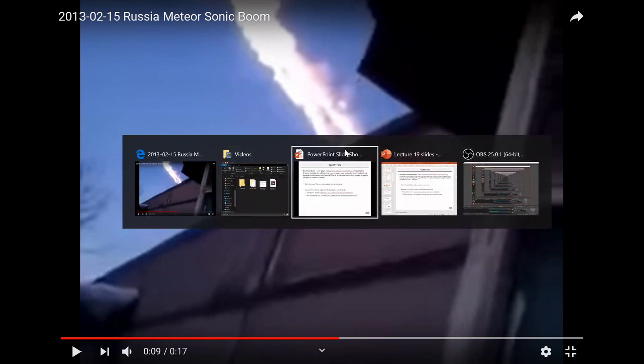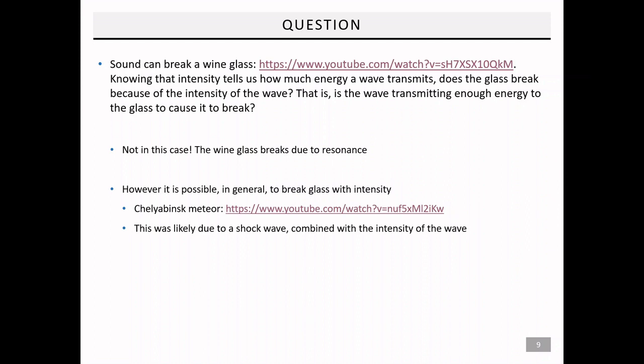Okay, that was the Chelyabinsk meteor. It happened a few years ago. And let me say I'm not an atmospheric sound expert, and I couldn't really find much of a discussion of this on any online physics forums. But in my opinion, this was likely due to a shock wave coming from the meteor. When combined with that huge intensity of the wave, it was enough to cause all of that glass to break.